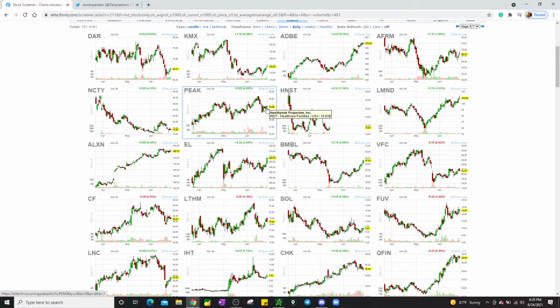This one looks interesting. PEAK, healthcare facilities, limit player, hold around this level to the penny. Price getting squeezed to the upside. After sell off, we're just consolidating. Could be interesting. I'll look at the intraday chart and see. The chart looks clean.